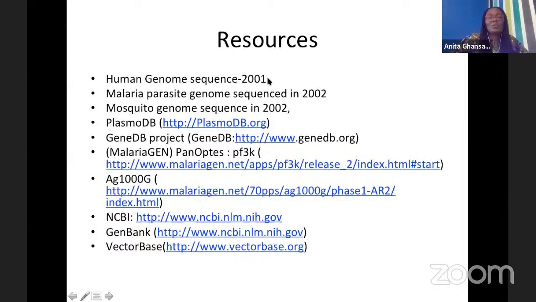We have the human genome, the parasite genome, and the mosquito genome is also available. We have PlasmoDB, the MalariaGEN Pf3k genome, the Anopheles gambiae 1000 genomes, NCBI GenBank, and VectorBase. These are some of the tools that have stored a huge database. Yes, you may not find enough metadata to go with it, but there is a lot that we can explore together with our own sequences that we have generated.